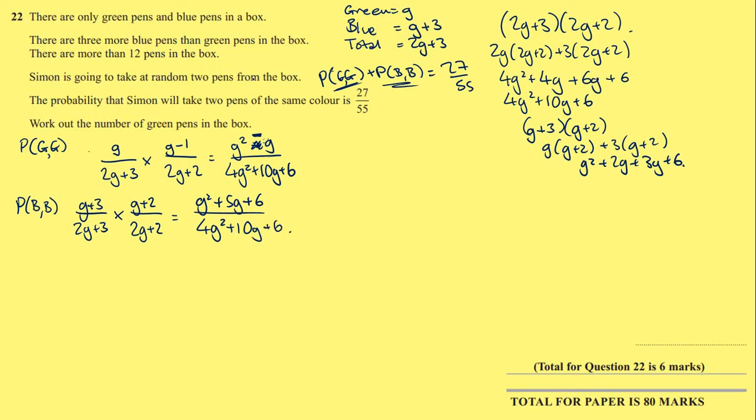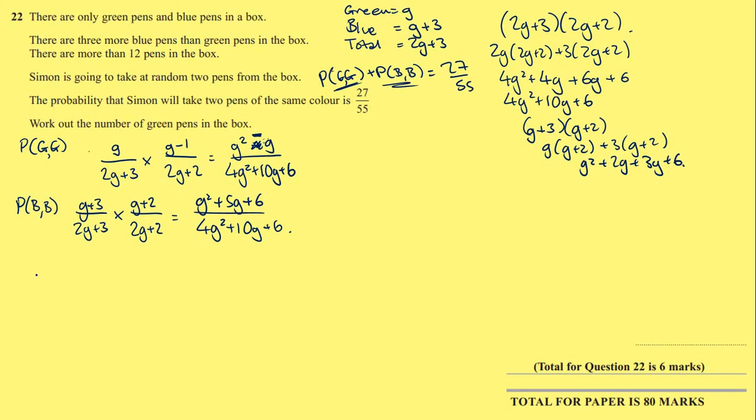Alright, so the probability it's going to take two pens of the exact same colour will be these two probabilities added together. It's got to equal 27 over 55. But look, the denominators are the same. If I add 1/7 plus 2/7, I get 3/7. I don't change the denominator when I add some stuff up.